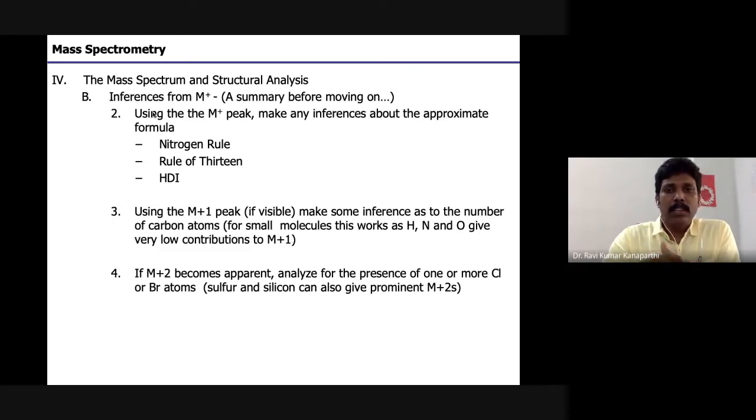It so happened that in the entire periodic table, if an atom has an odd nominal mass, that is the atomic mass is odd, then definitely it forms an odd number of bonds. We just apply this rule. This is a general rule.